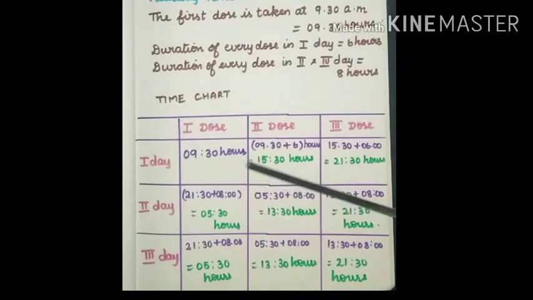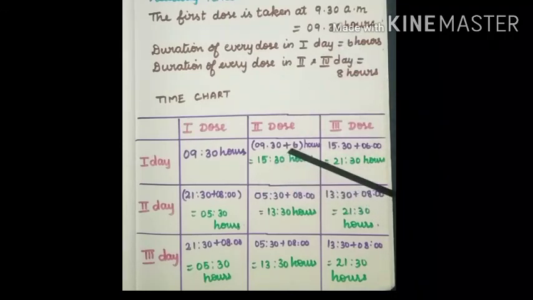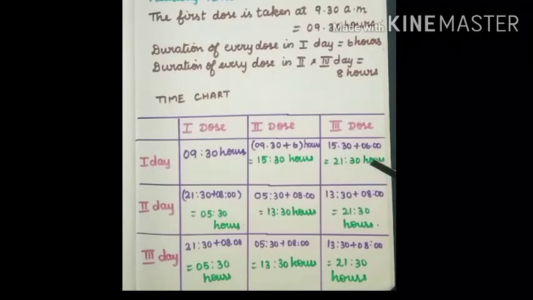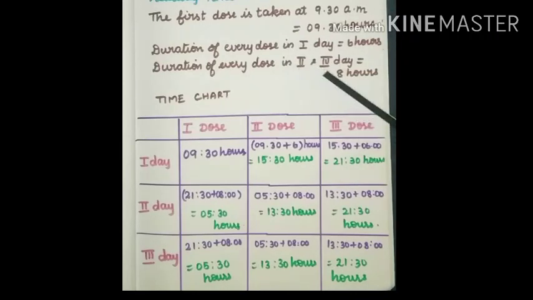To find the second dose, what do you have to do? The duration of the dose is 6 hours. So you have to add 6 hours. The second dose is 15:30 hours. To find the third dose, again you have to add 6 hours. And for the second and third day, the duration of every dose is 8 hours. So you have to add 8 hours for the second and third day.